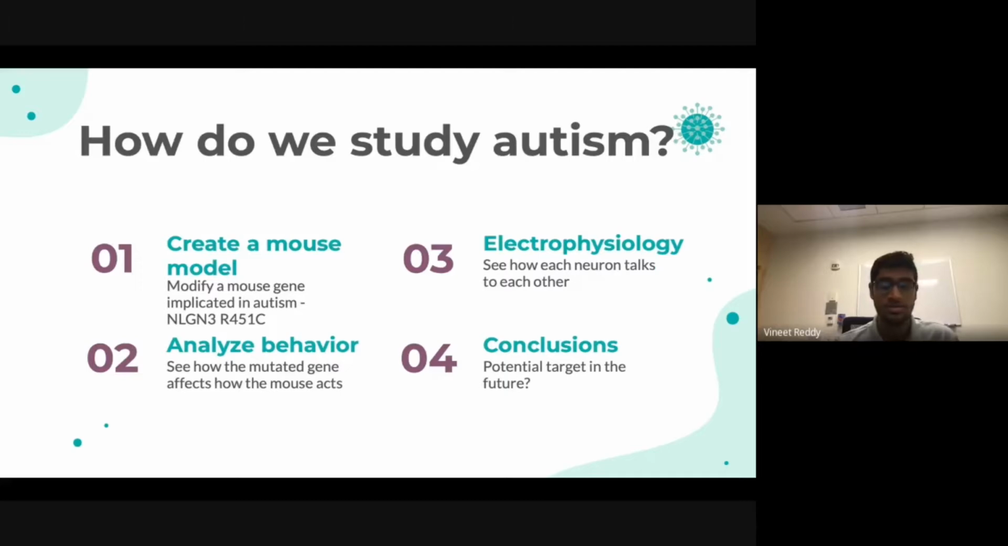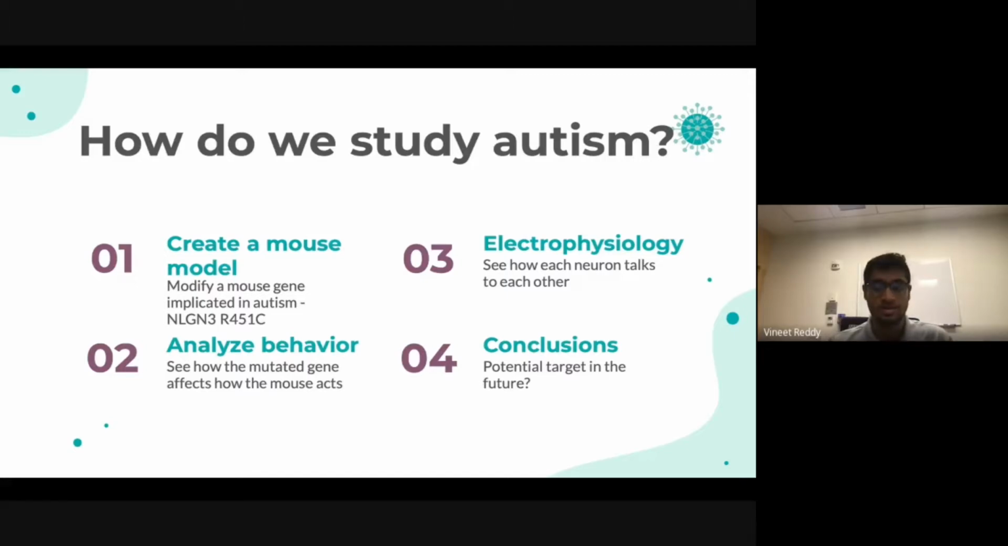And then, once we have this gene mutation within a mouse model, potentially implicated within autism, we can analyze how that gene mutation affects the way that the mouse behaves. So either the way the mouse behaves within a setting by itself, or the way the mouse behaves in front of other mice as well.